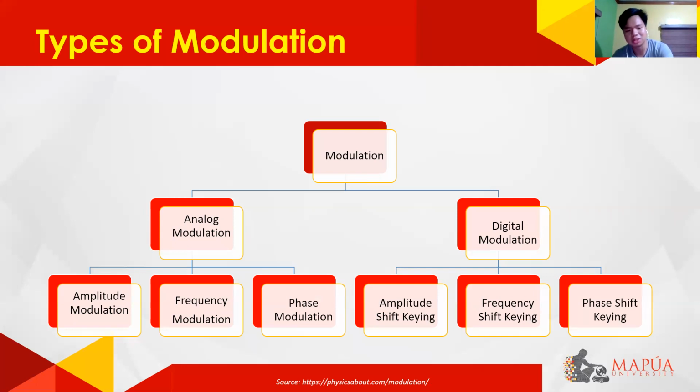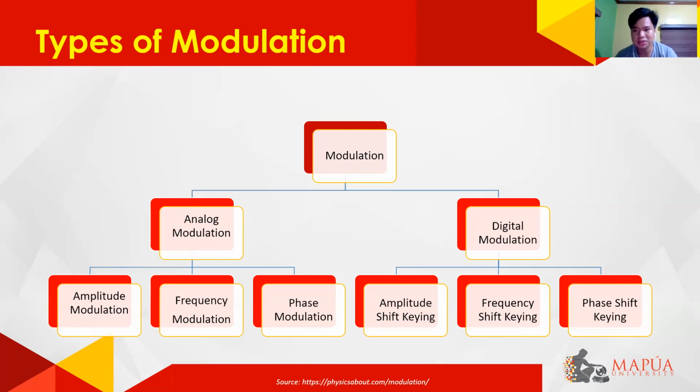So in analog modulation, we have amplitude modulation, frequency modulation, and phase modulation. On the other hand, in digital modulation, we have amplitude shift keying, frequency shift keying, and phase shift keying. The difference between this is that analog modulation uses a sinusoidal wave, while the digital modulation is composed of binary, the ones and zeros that represent the waves.